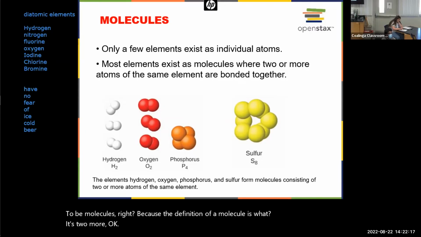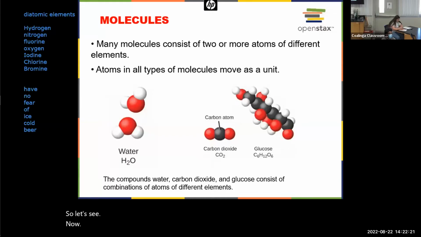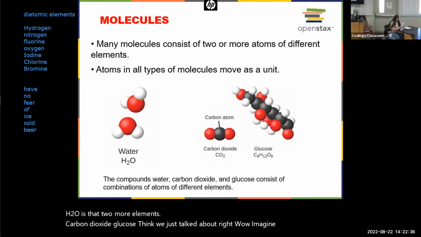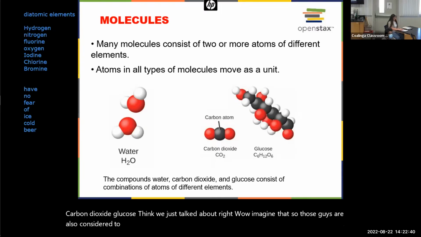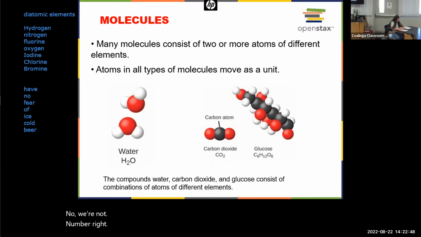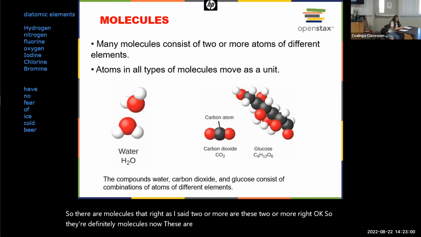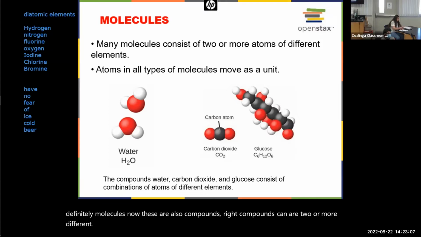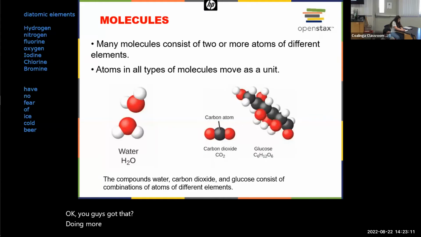Okay. So let's see. Now, water, H2O. We've got two or more elements. Water, carbon dioxide, glucose. Oh, we just talked about those. Those are also considered to be, are they elements? No, they're not, because they're not pure. But they are molecules, as I said, two or more. Aren't these two or more? Yeah. So they're definitely molecules. Now these are also compounds. Compounds are two or more different elements. You got that? Piece of cake? Two or more different elements.